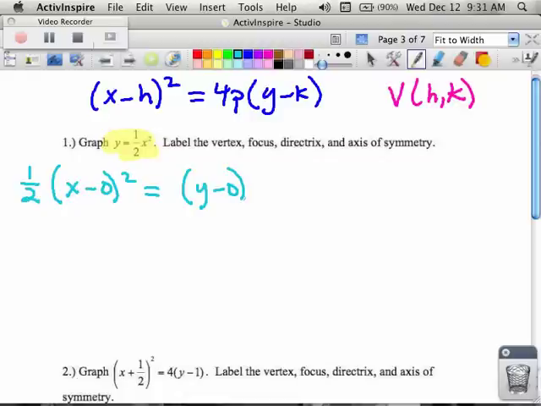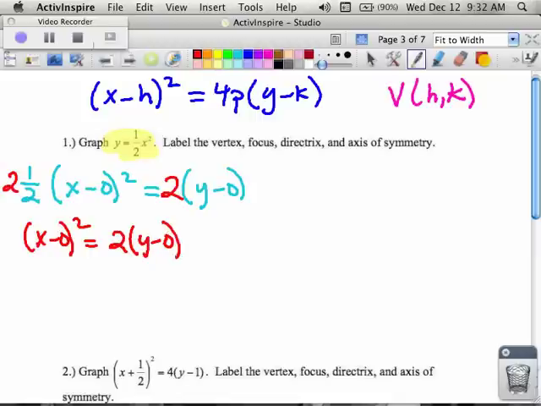So what I want you to know at this point is I'm still not in the standard format. The standard format shows me that on the left-hand side I have a squared parentheses, and on the right-hand side everything else is going on with a different parentheses that's not being squared. And what I notice is that I have this 1/2 here. I don't really want this 1/2 here. So I'm going to get rid of this 1/2 because I'm not supposed to have a number in front of the parentheses on the left that's being squared. So in order to do that, I'm going to multiply both sides by 2. That means I now have (x minus 0) squared equals 2 times (y minus 0).